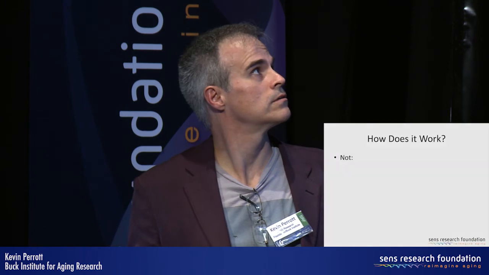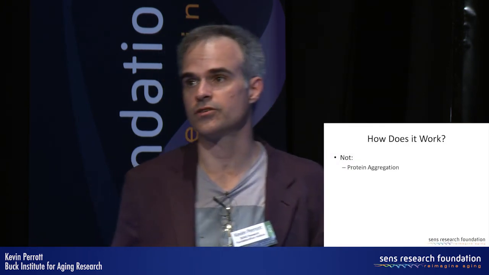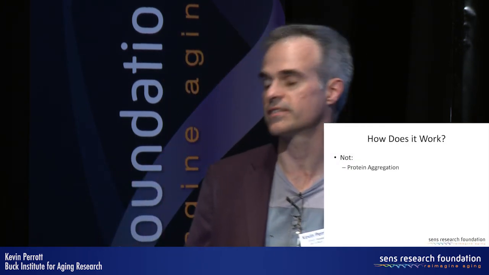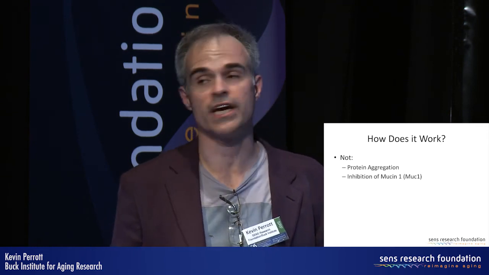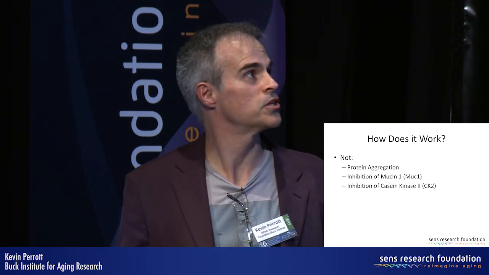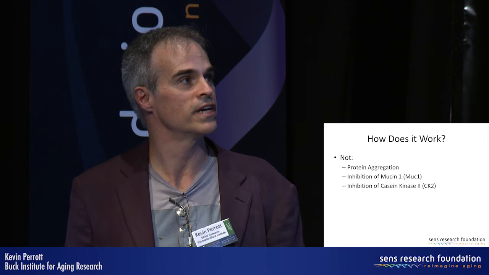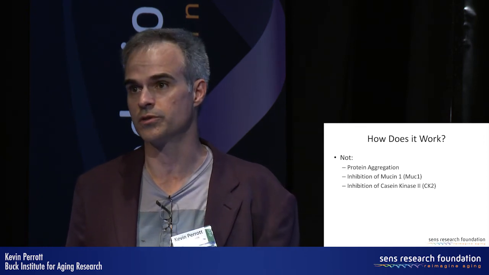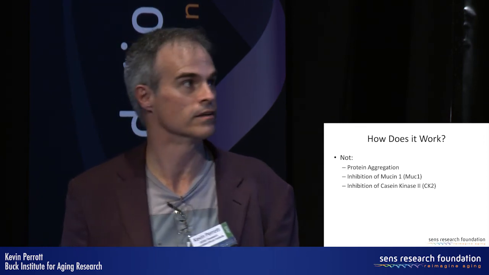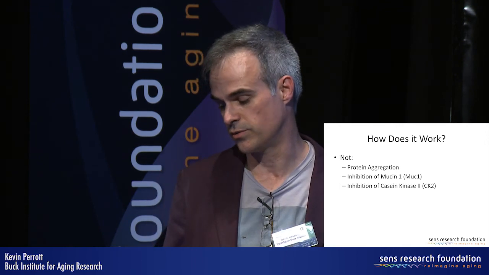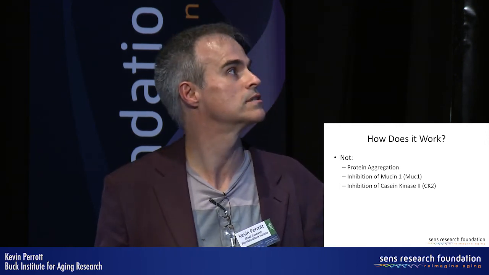So how does it work? I'm not going to talk to you about the painful months that I spent on things that didn't work. Protein aggregation is not the reason. Inhibition of mucin 1, and neither is inhibition of casein kinase 2, all of which are known to be targets for Apigenin, and not the reason why the SASP is decreased.